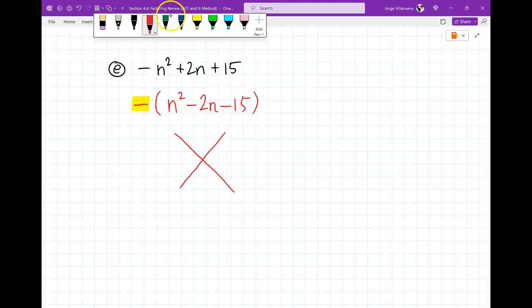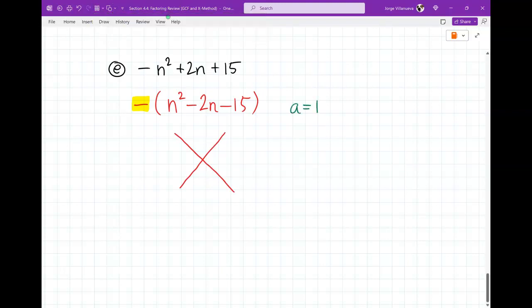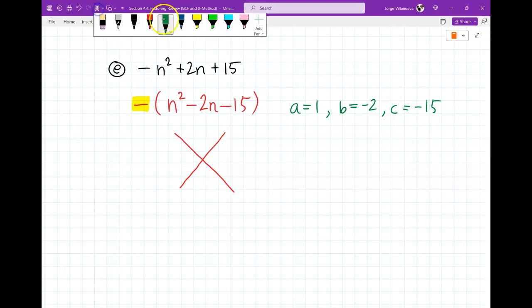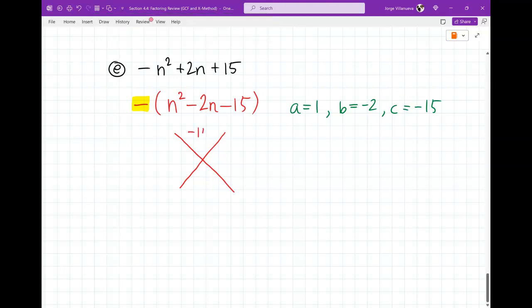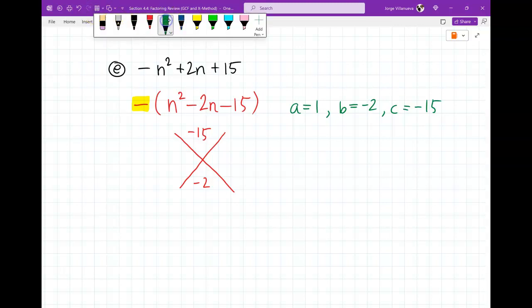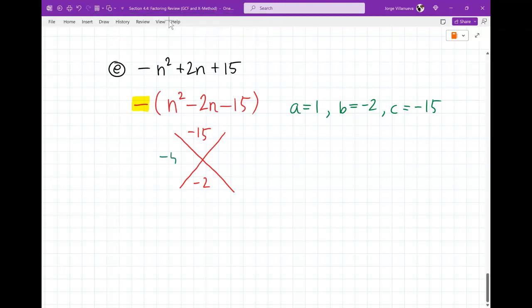All right. My A term, just so that we know. A is 1. B is negative 2. And C is negative 15. Okay, remember the A, B, and C refer to the parentheses, not the original problem, because or else those are all wrong. Okay? The A, B, and C refer to the thing in the parentheses. So A times C, that's negative 15. Okay? B, negative 2, right? 2 numbers that multiply to negative 15 add up to negative 2. Negative 5 and positive 3. All right, negative 5, positive 3, those will work.